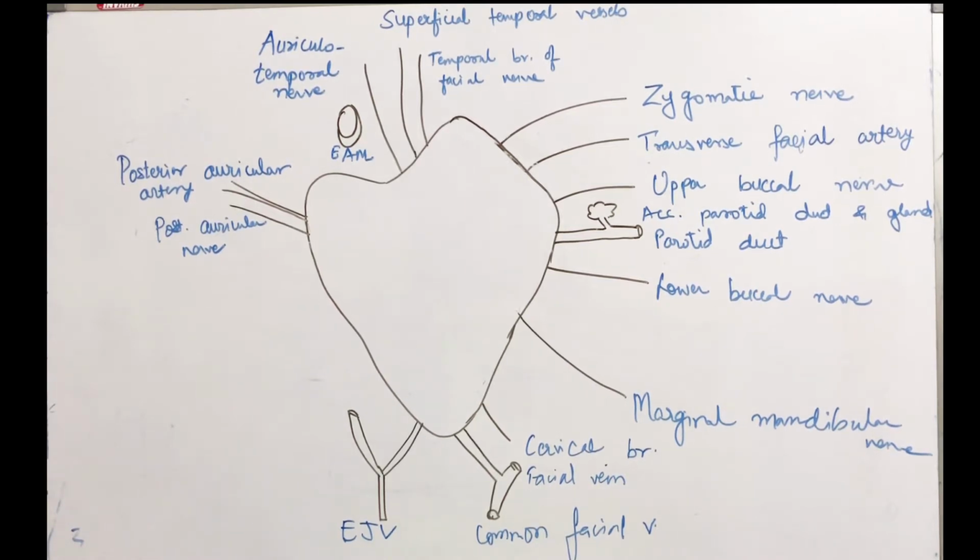Structures passing through the apex are cervical branch of the facial nerve, anterior division of retromandibular vein which unites with the facial vein and forms the common facial vein, posterior division of the retromandibular vein along with the posterior auricular vein, it unites to form the external jugular vein. The base is directed upwards, it is concave, it is related to the external acoustic meatus and the posterior part of temporomandibular joint. Structures passing through the base are temporal branch of facial nerve, superficial temporal vessels, auriculotemporal nerve.